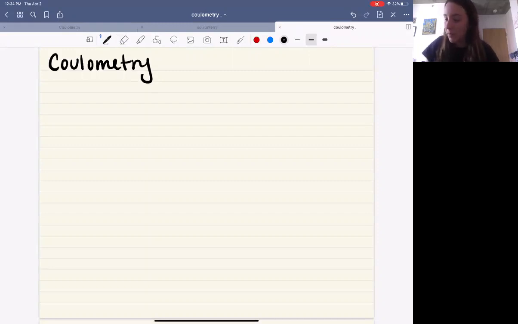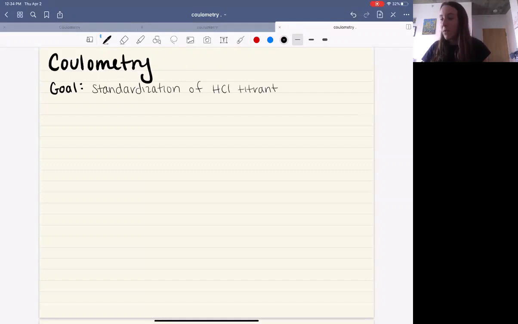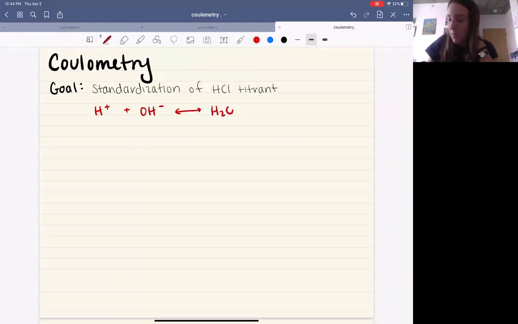Okay, so the goal here is to standardize the titrant. In this case, our titrant is hydrochloric acid. Okay, so maybe you've done this before in a past class where you've standardized your HCl by reacting it with hydroxide. So you take that H plus from the acid and neutralize it, forming water.